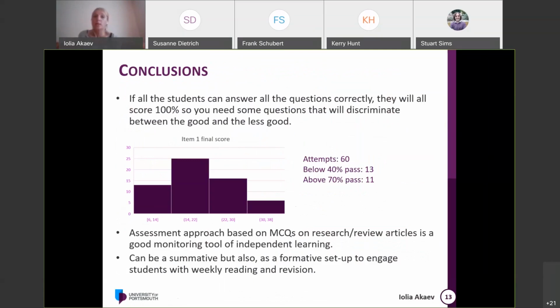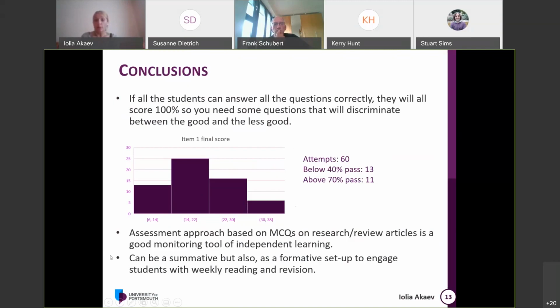And in conclusion, I can say that we had to come up with questions, which I think Susan has mentioned as well, to differentiate the good and not so good students. And my statistics are a little bit simpler. I just looked at the number of attempts. I had 60 students participate in the in-class assessment. Below the 40% pass mark was 13 students, they failed. And above 70%, I had 11 students. And above 75%, I had students who did exceptionally well as well.